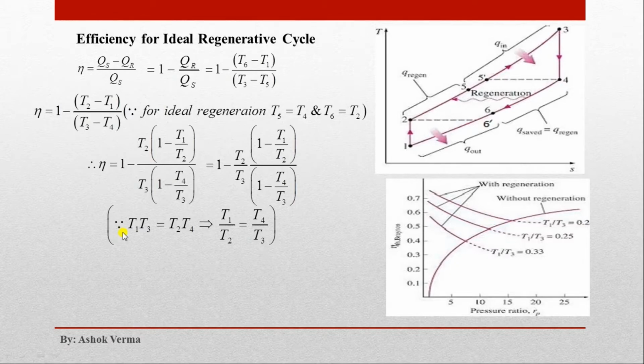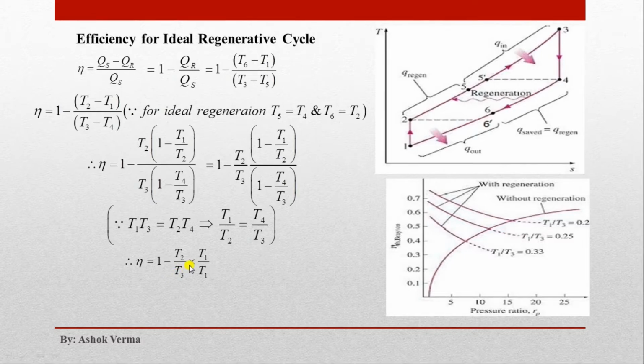For the ideal Brayton cycle, T1 into T3 is equal to T2 into T4. So after the rearrangement, T1 by T2 is equal to T4 by T3. So this term and this one will be equal, since T1 by T2 equals T4 by T3. So this one and this one will get cancelled out. So you will get efficiency equal to 1 minus T2 by T3.